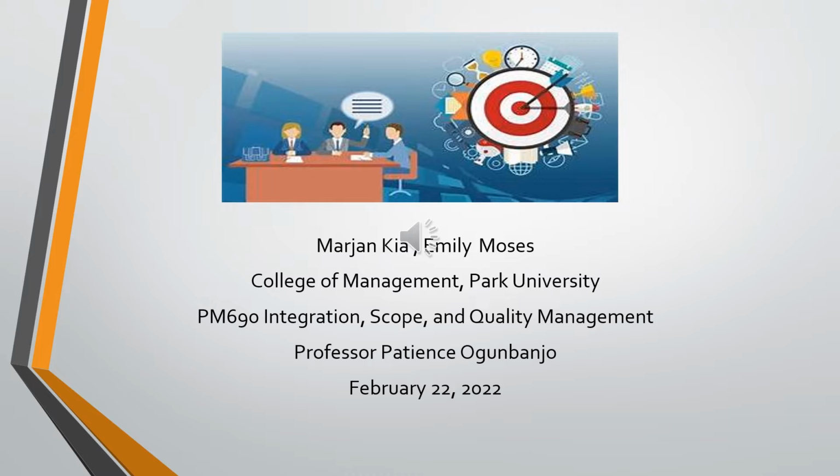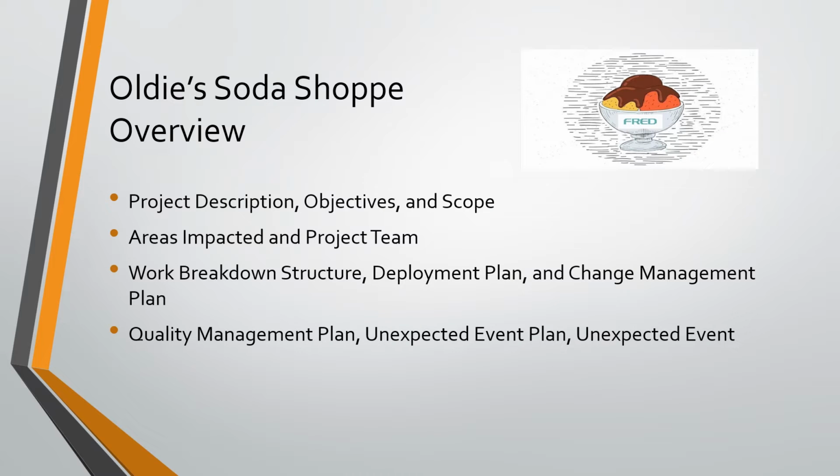In this PowerPoint, we are talking about Ollie's Soda Shop. The overview is project description, objective, and scope, area impacted, and project team, work breakdown structure, deployment plan, change management plan, quality management plan, and unexpected event plan.